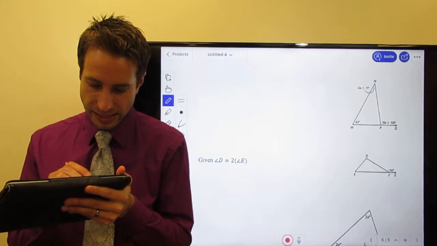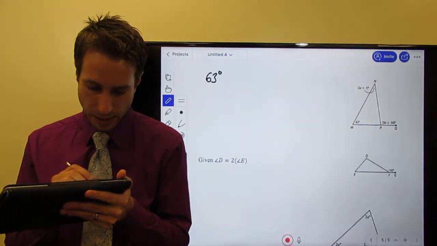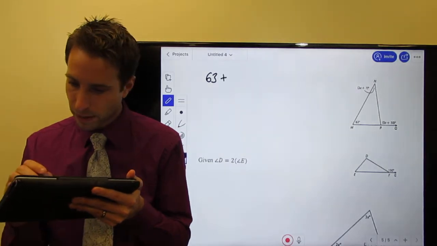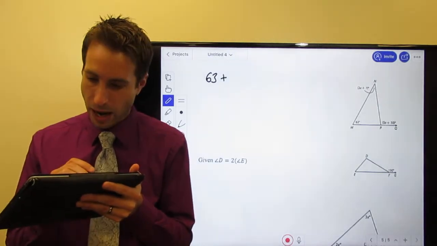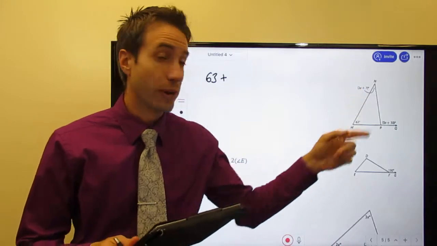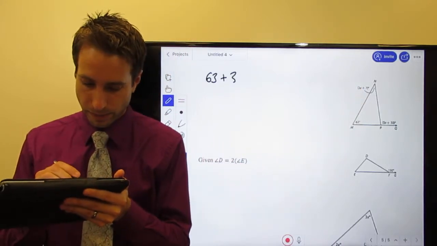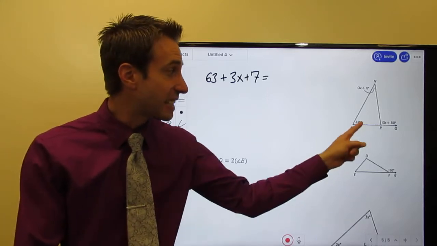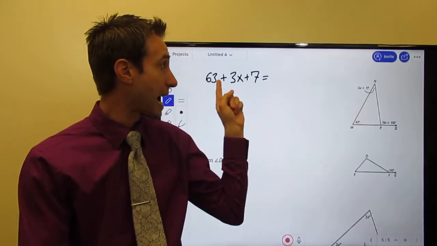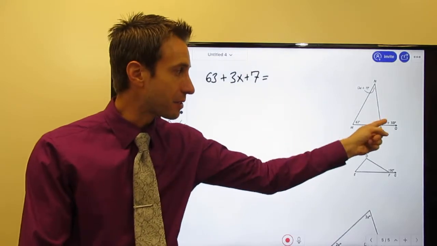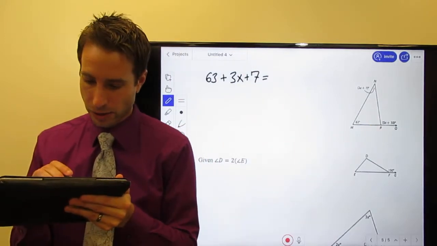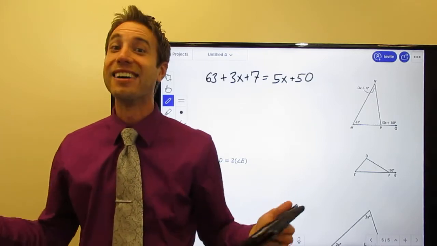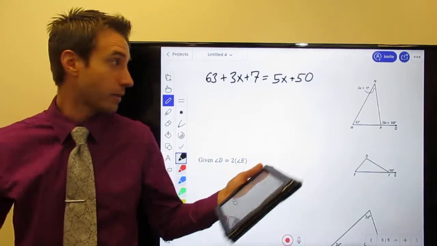I know that 63 degrees, I don't need the degree, 63 plus 3x plus 7. Alright, I add together my remote interior angles. What do I get? They have to be equal to my exterior angle, so 5x plus 50. Hey, let's do a little bit of algebra. Why not? Let's do some algebra.